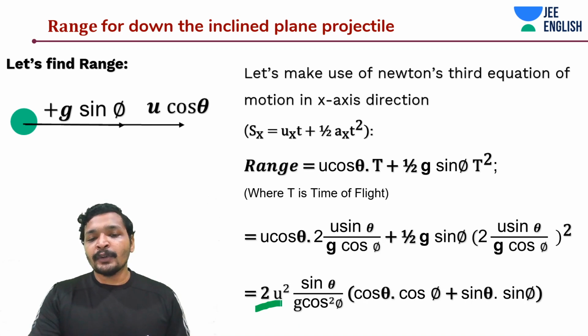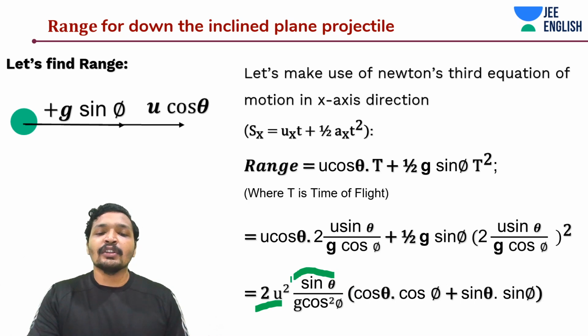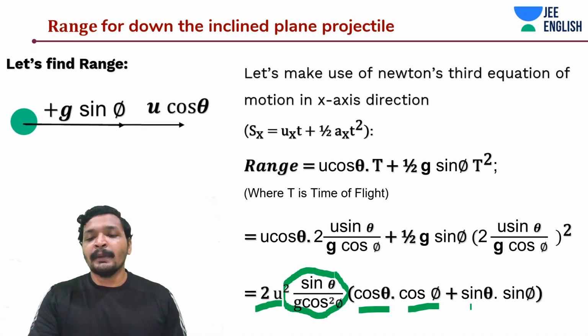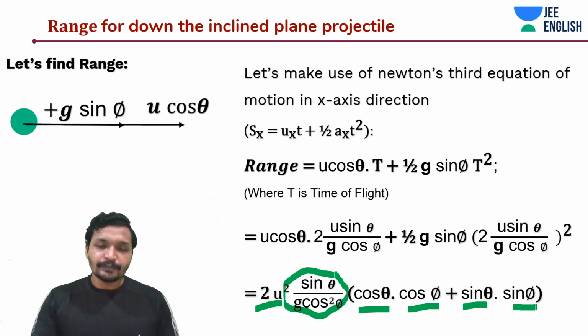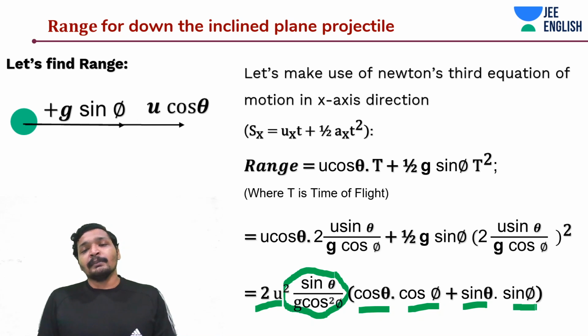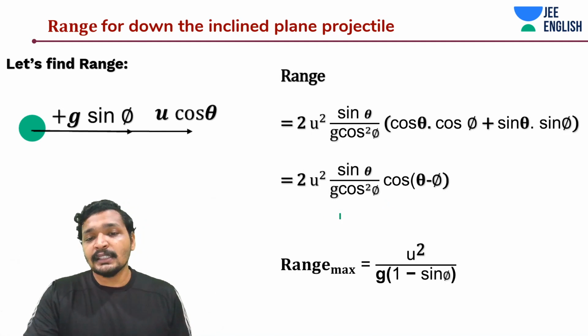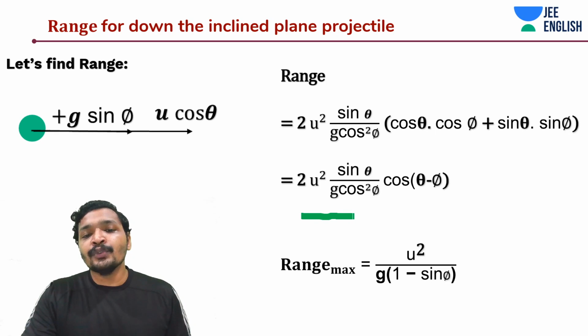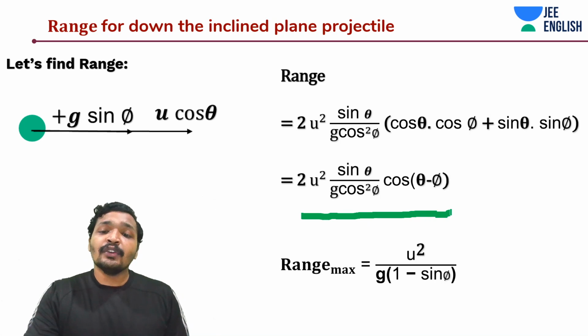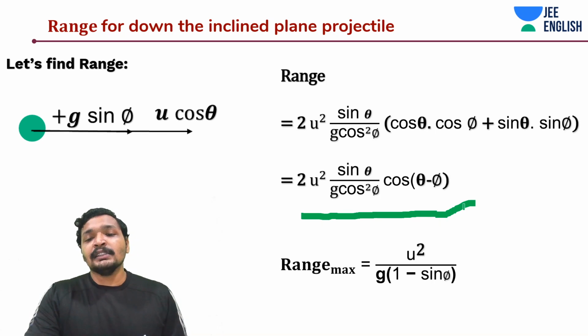You'd get the common factor the same way that we got earlier. It's going to be 2u squared sine theta by g cos square phi, and that would be cos theta into cos phi inside the brackets plus sine theta into sine phi. What is this? This is in the form of cos A into cos B plus sin A into sin B, which is nothing but cos of theta minus phi. So the range would be 2u squared sine theta by g cos square phi into cos theta minus phi.